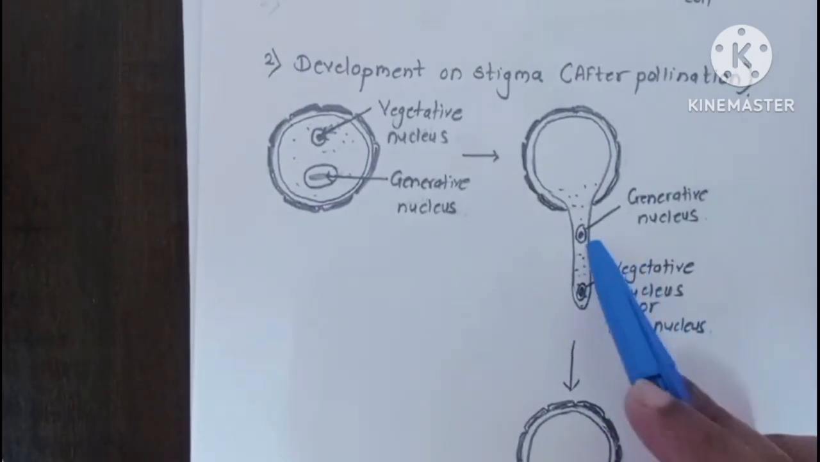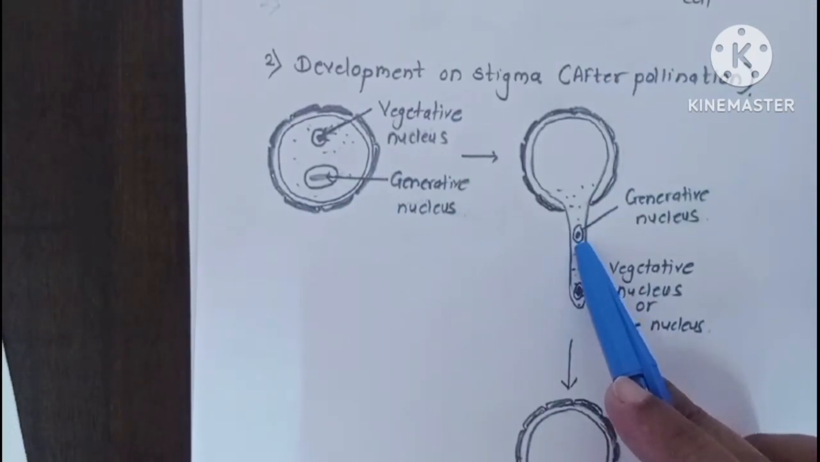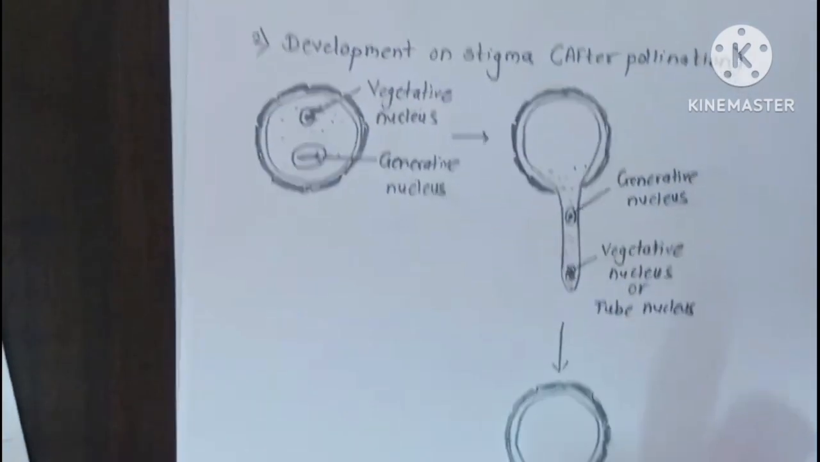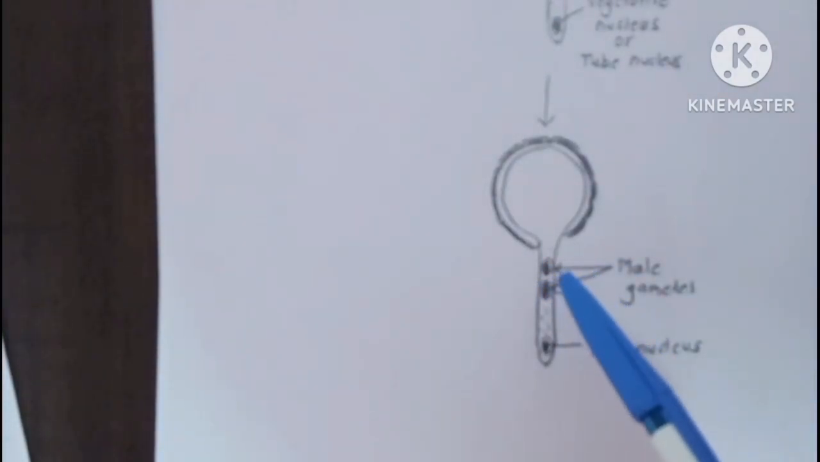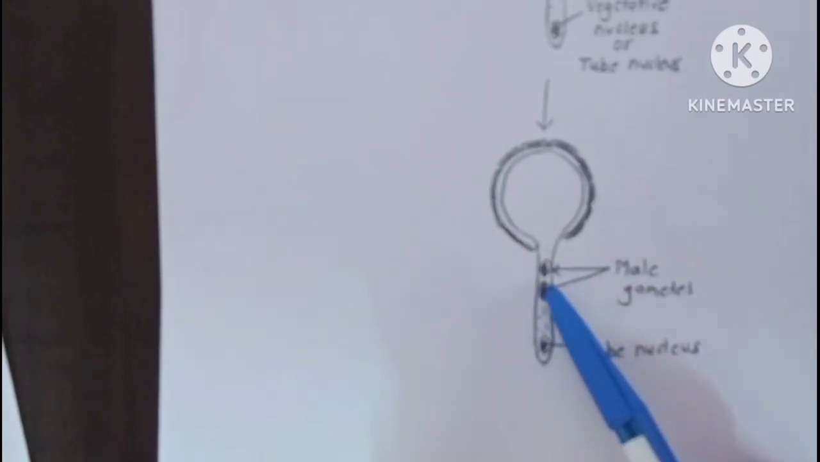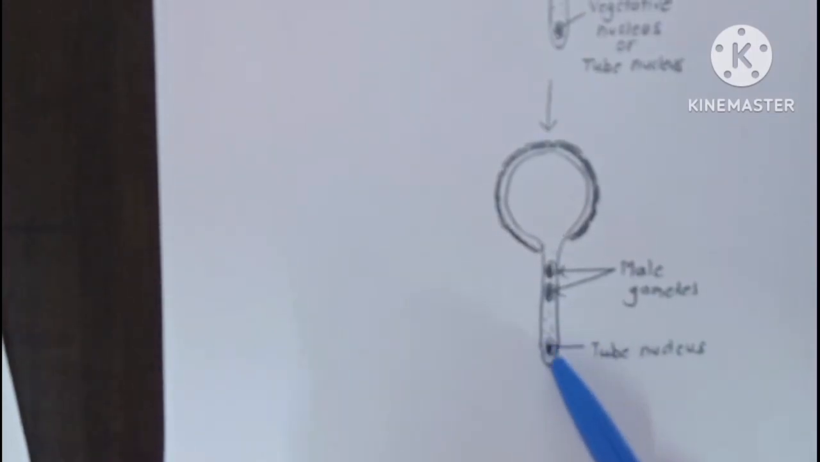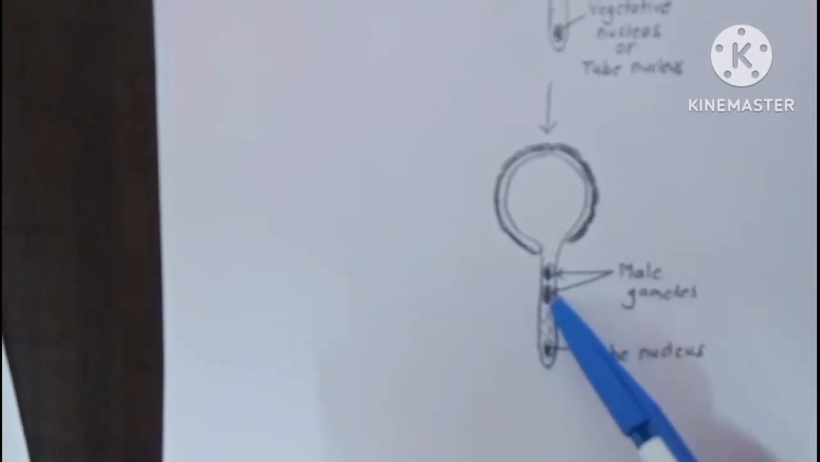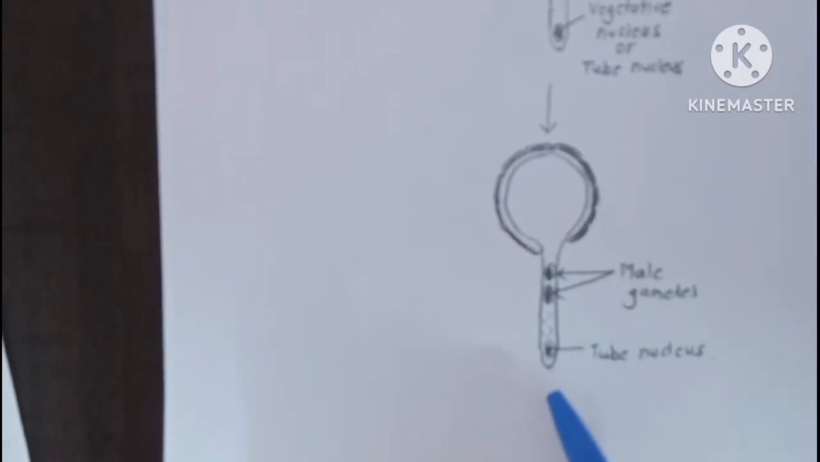Here generative nucleus divides mitotically and forms two haploid non-motile male gametes. Means pollen tube with two haploid non-motile male gametes, cytoplasm and tube nucleus is called male gametophyte.